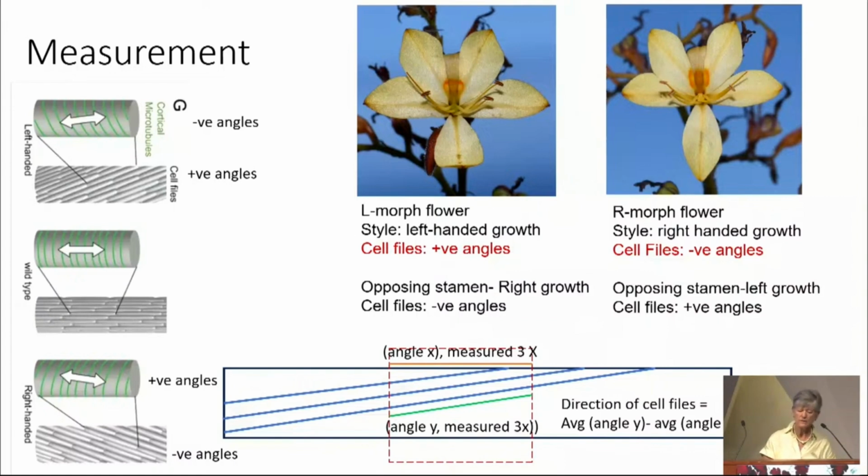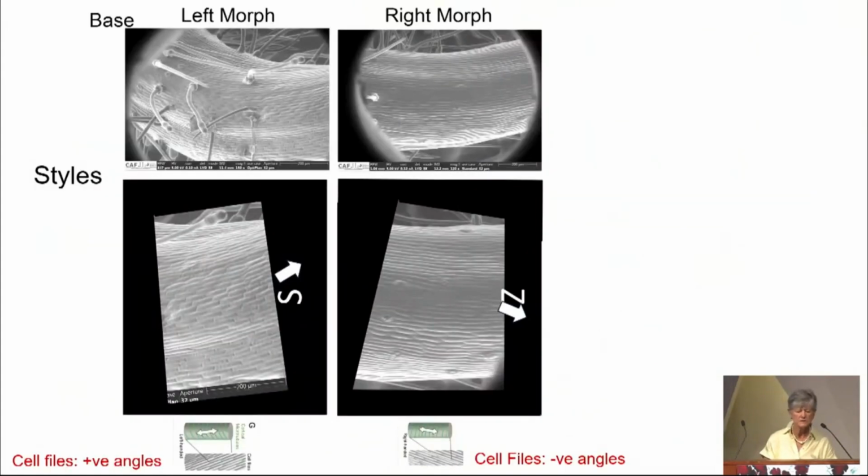And so what we did is we took SEM images, and we measured the angle of the cell file relative to the longitudinal growth section of the stamens and the styles. And this is just to show you what the images look like. So this is at the base. You've got a left morph and a right morph.